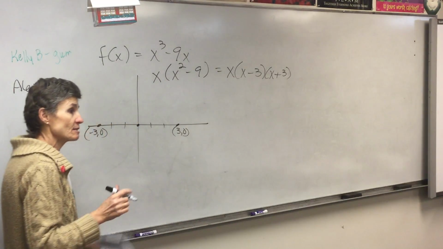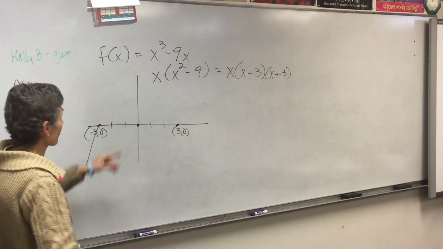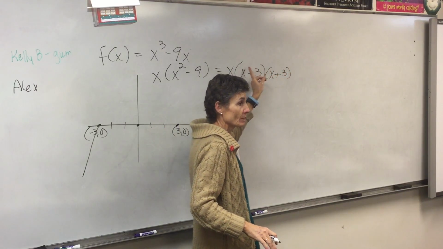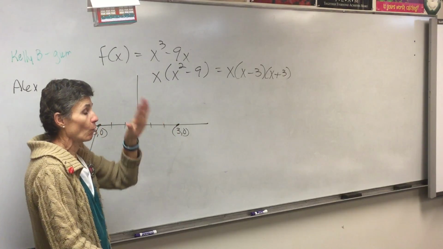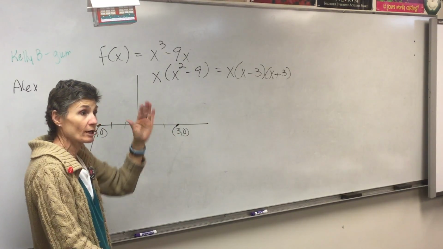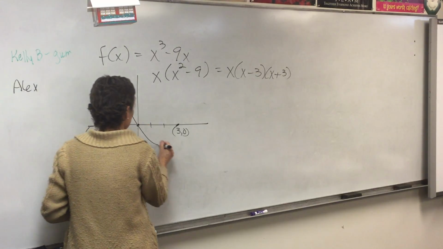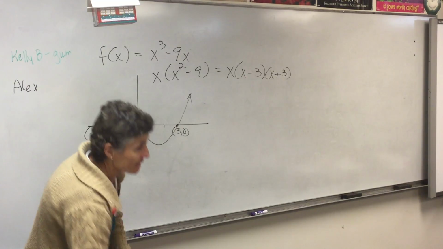Now, how did you say this behaved? It starts down. Are any of these factors squared? No. So that means there won't be any bounce off or tangent zeros, right? They're all going to go through. So here it goes. Go through, go through, go through. And there it is. Sketched.